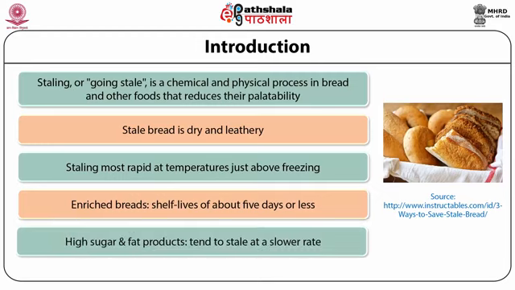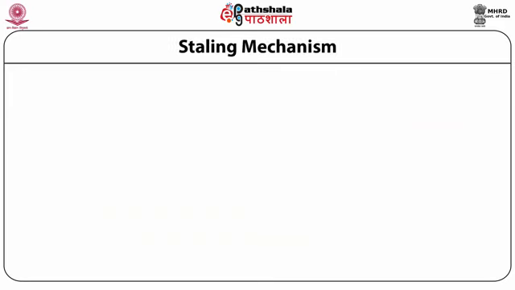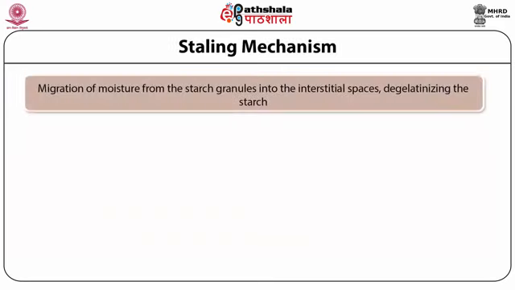High sugar and fat products tend to stale at a slower rate, but the products containing lesser sugar and low fat will stale early, and nowadays, because of health issues, people are tending to use low sugar products as well as low fat products. So here the chances of staling increase and the shelf life of the products will tend to reduce in bakery products, especially breads. Let us first understand the staling mechanism. It is the migration of moisture from the starch granules into the interstitial spaces, degelatinizing the starch.